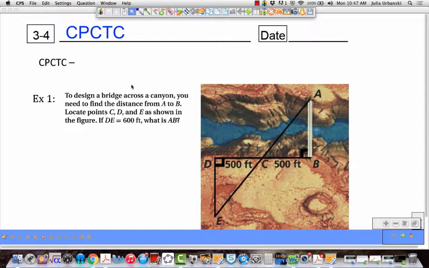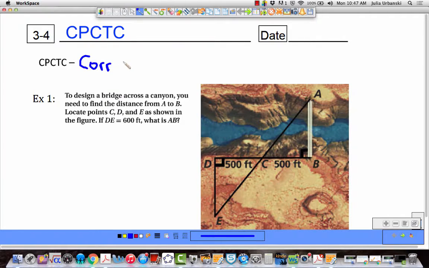Corresponding parts. Good, write that down. And I'm going to abbreviate and say corresponding parts. And we're not talking about corresponding angles like in parallel lines. We're talking about the context of our chapter here. And what's our chapter about? Corresponding parts.